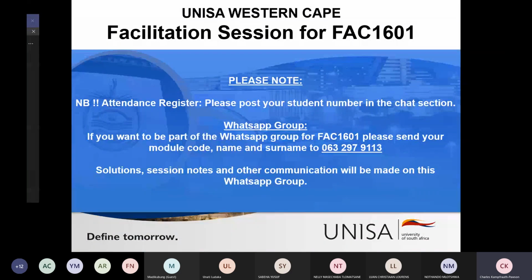First up is a company's question which relates to shares. I'm just quickly going to open the question on my side. In the meantime, please make sure that your student number is captured in the chat section. You guys can open the first company question that I emailed or that I sent over the WhatsApp group.